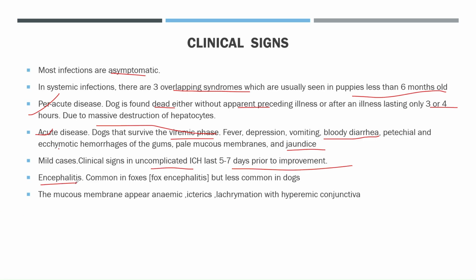Okay, you can see encephalitis. In ICH encephalitis also occurs in case of foxes and is known as fox encephalitis, but less common in dog. Okay, mucous membrane appear anemic, icteric, lacrimation, and hyperemic conjunctiva. Hyperemic means there is increased blood pool.